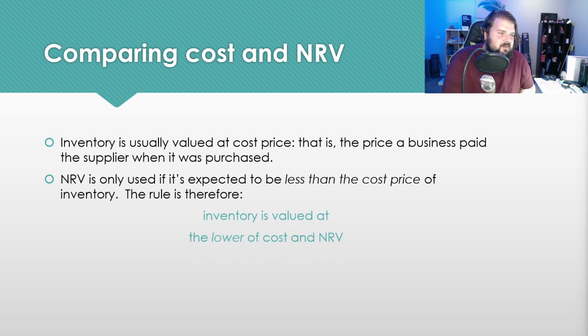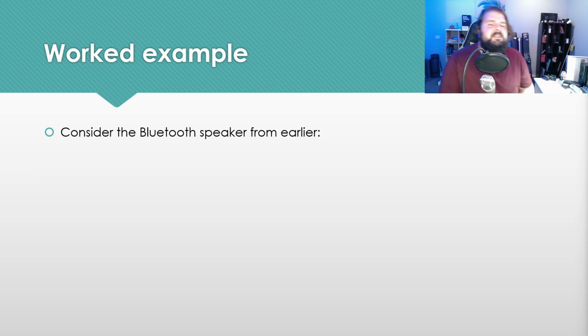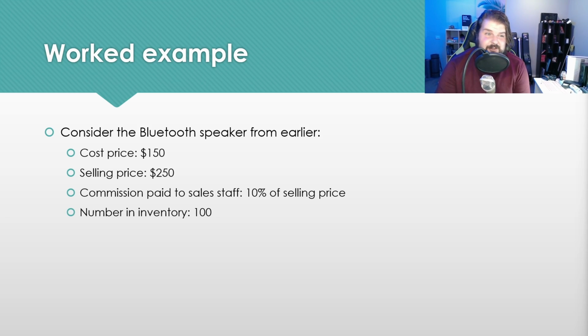So this is another rule that I'd like you to write down. Inventory is valued at the lower of cost and net realizable value. Okay? It's in situations where net realizable value is lower than our cost price that we actually make some adjustments. So let's consider this Bluetooth speaker again, where we had our cost price of $150, our selling price of $250, and a commission of 10%. And we've got 100 units on hand.